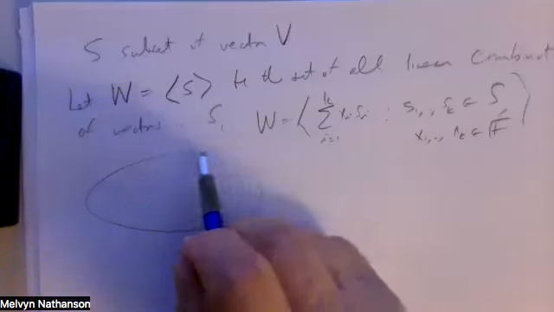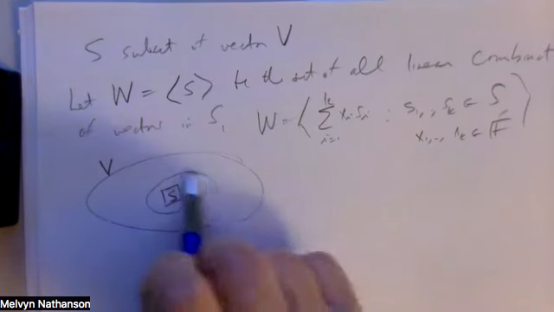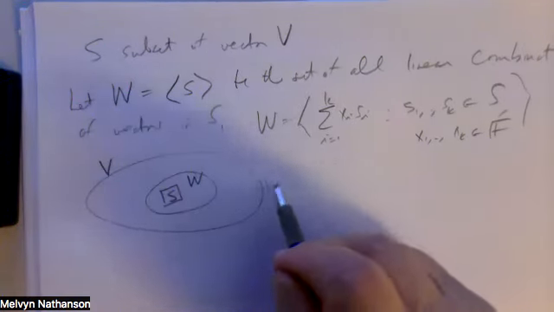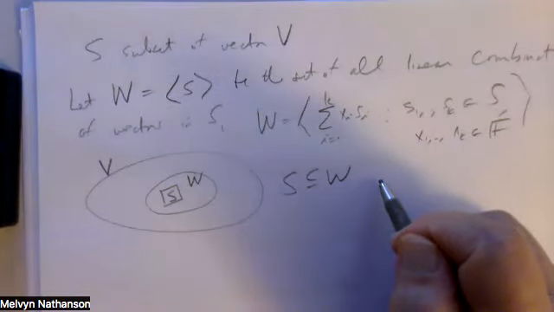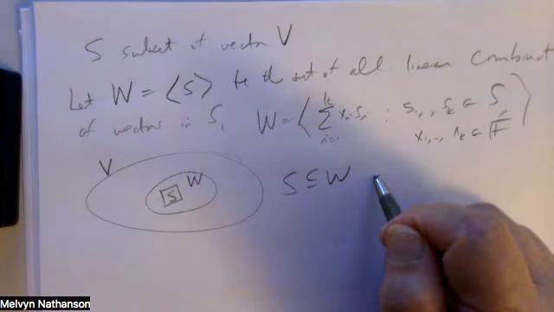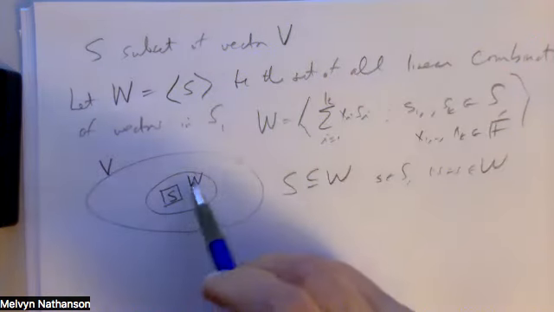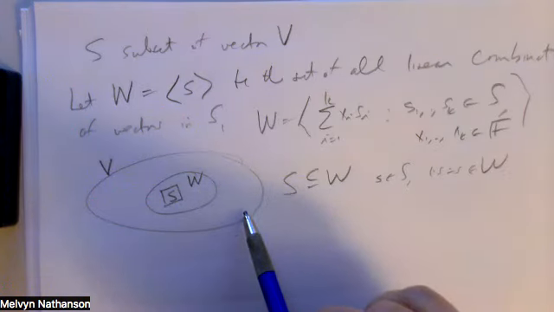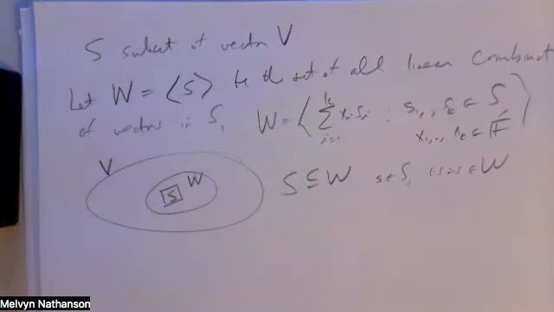So here we have our vector space V. Here we have the set S, and we look at all linear combinations of vectors in S. So in particular, S is contained in W because a vector s in S, 1 times s, which is s, is in W. So W contains S, but it's bigger. It contains sums of vectors in S. Infinitely many, because you have infinitely many numbers in your field. You have an infinite field.